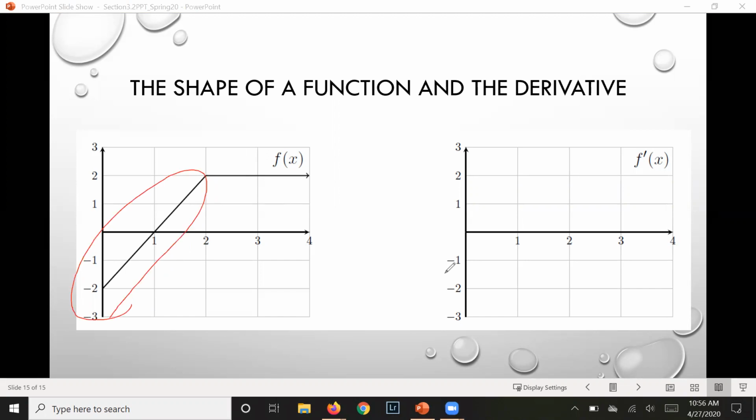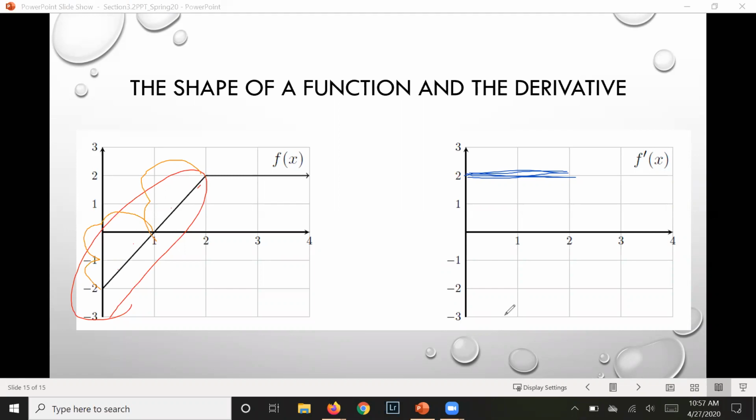This itself is a line, right? And we can find the slope at every single point. If we just look at rise over run between a couple of points here, it looks like I can go up 2 over 1, up 2 over 1. So it looks like from 0 to 2, we have a constant slope, and that constant slope is 2. So when we go to draw the derivative from 0 to 2, we should have a horizontal line at 2, because that's the slope at every point along there.